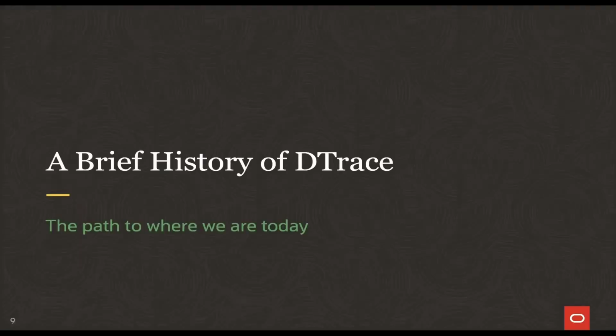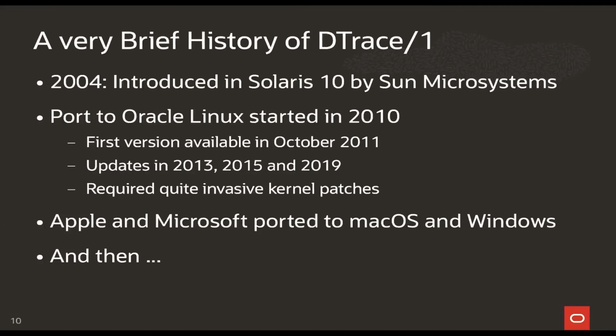A little bit of history. It all started in 2004 when Sun Microsystems came out with the Solaris 10 operating system and it had DTrace included. In 2010, the port to Oracle Linux started and it was completed in October of 2011. Then in 2013, 2015 and 2019 updates were released. The one thing is using DTrace required some invasive kernel patches to be installed, and that was not always desirable.